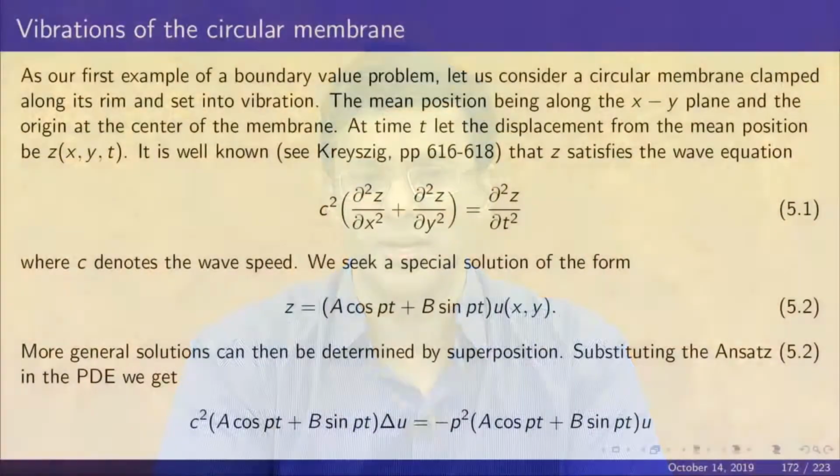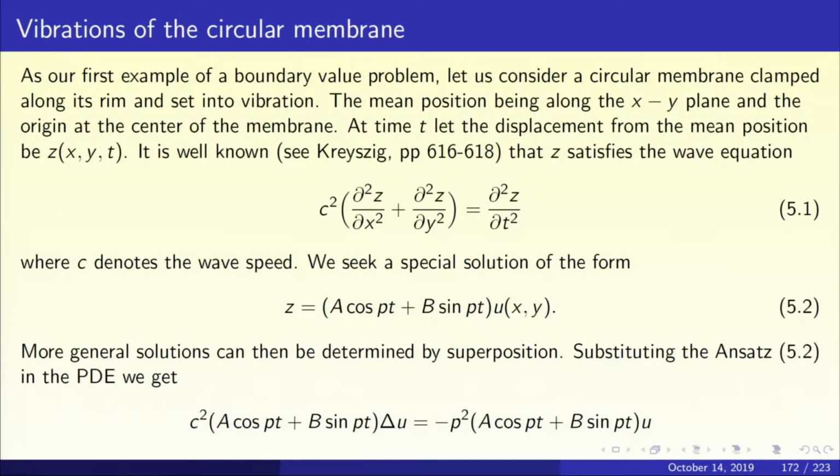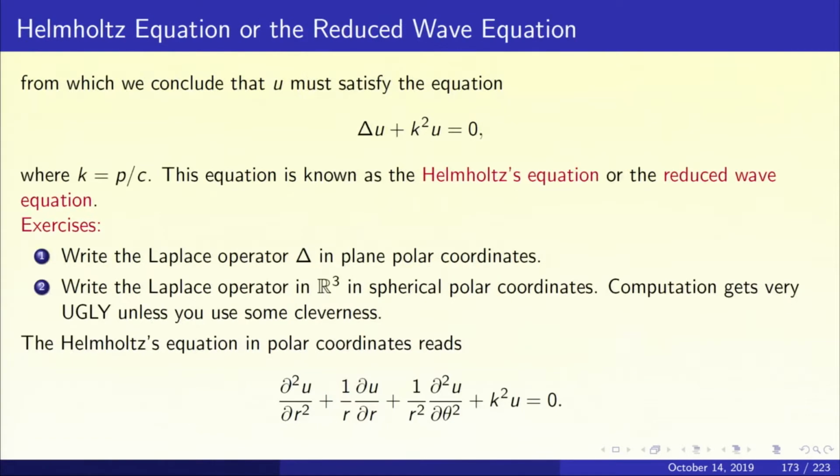So, let us look at this last displayed equation in the slide. A cos pt plus b sin pt can be cancelled out, and we get the equation c squared Laplacian of u plus p squared u equal to 0, or p squared by c squared has been called k squared, and we get the partial differential equation Laplacian of u plus k squared u equal to 0. This equation is called the Helmholtz equation or the reduced wave equation.